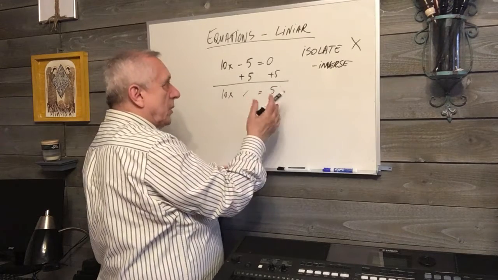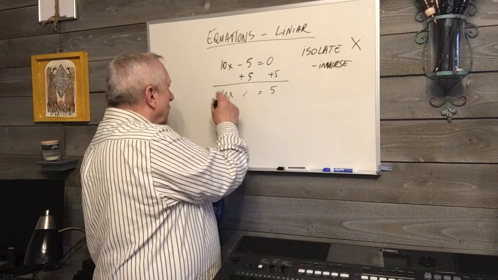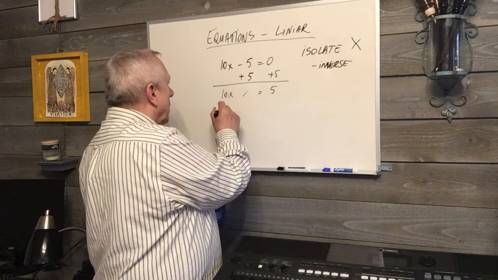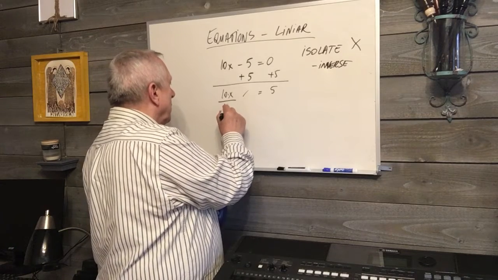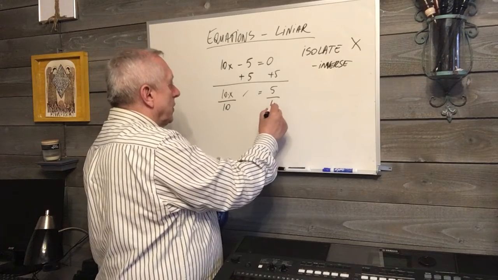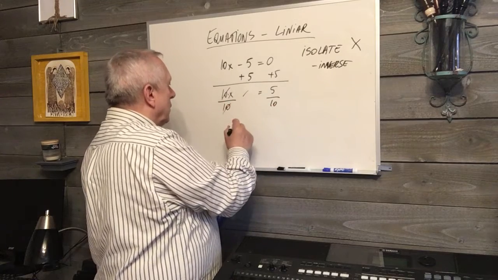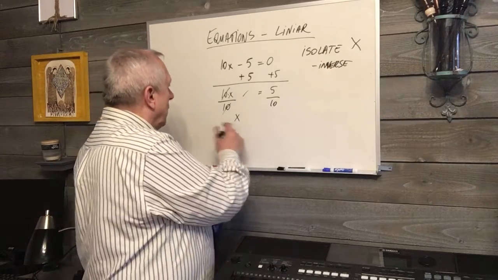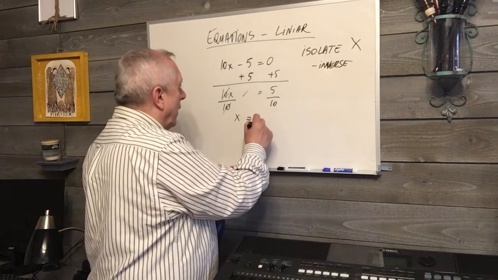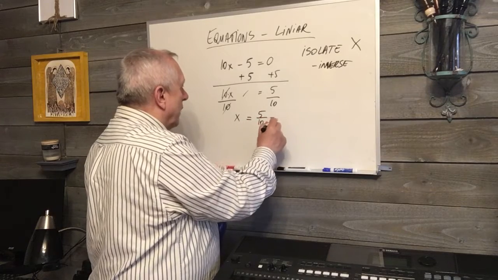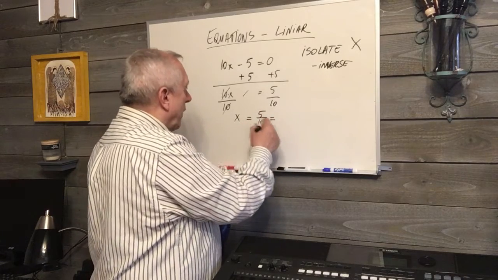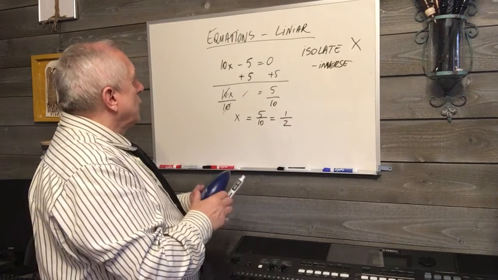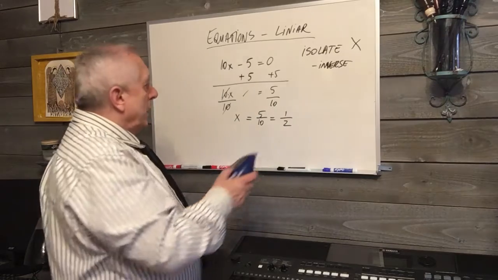Now, in order to isolate x further, we have to get rid of this 10. So this is a multiplication, so we have to do an inverse operation, division. We divide by 10, and here also divide by 10. 10 over 10 will be 1, and that means x is finally separated. It's by itself. And here we have 5 over 10. We can reduce this fraction by dividing by the common factor 5, and that will be 1 over 2. So that's the result. That's one type of equation.